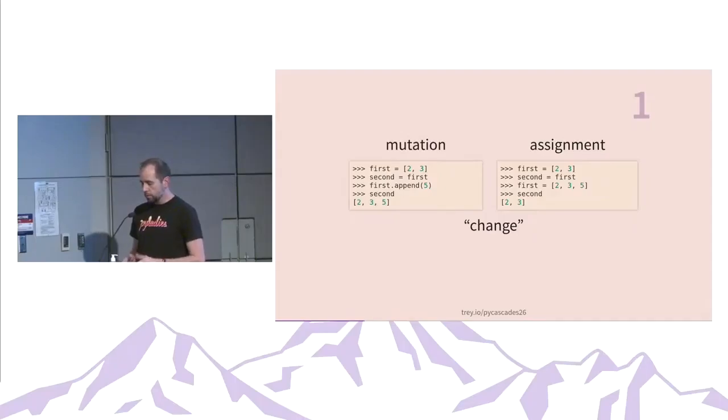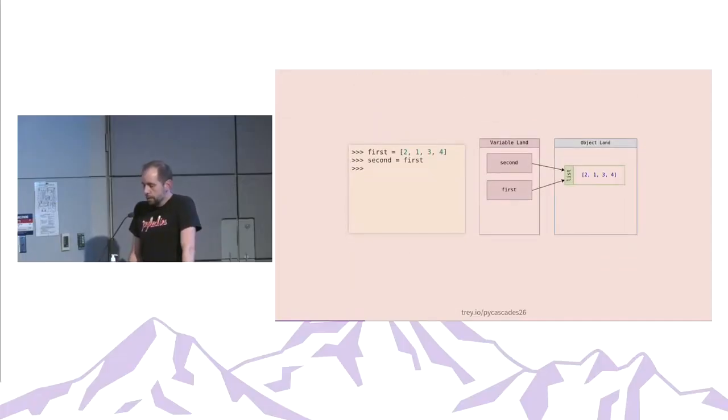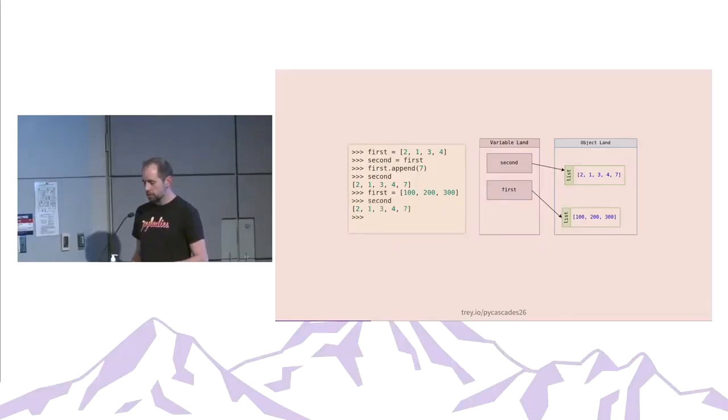We can use our pointers mental model to help us differentiate these two types of change. When we append to first, we are mutating the object that first points to. Since second points to the same object, accessing second will show the same changed object. But when we reassign first, we're changing which object first points to. But that doesn't change second at all. Second still points to the same object as before. Mutations change objects. Assignments change which object a variable points to.